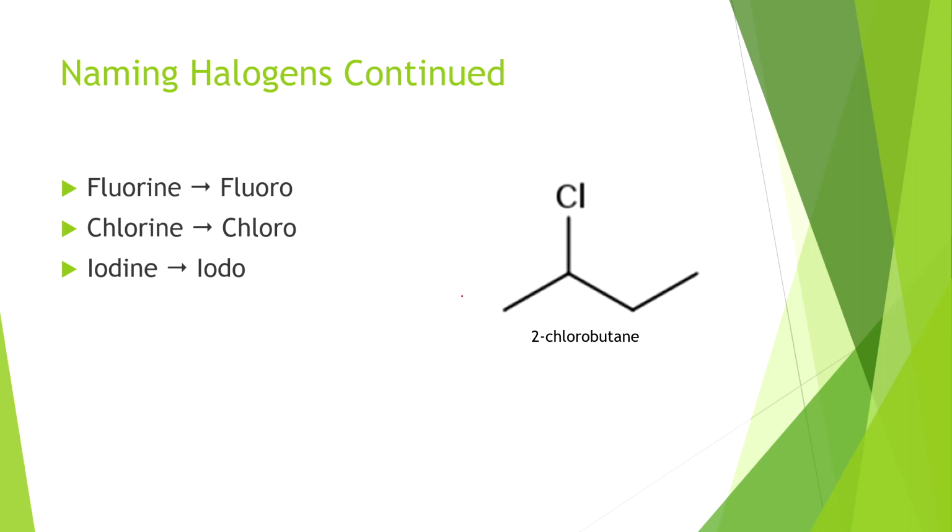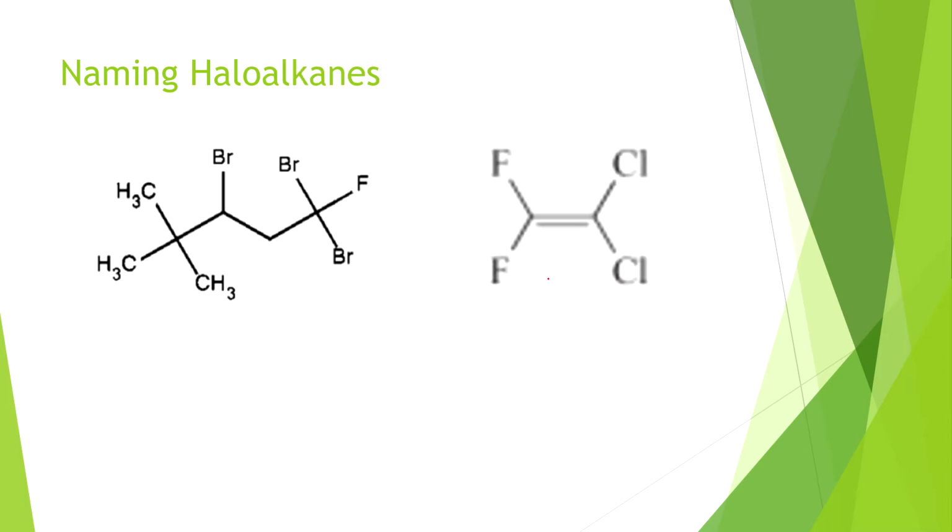So, naming halogens continued. There's also bromine, and that would be bromo. And as you can see here, this would be 2-chlorobutane because the main chain is the butane, and there's a chlorine attached to the second carbon of the chain. So let's just go through naming some haloalkanes then. Let's start off with this one.